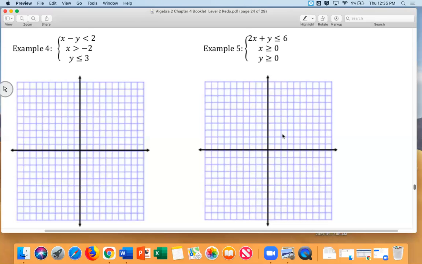All right, we're getting close to the end of the class here. So this one up here, my blue equation, it's x minus y is less than 2. Let me go ahead and subtract x from both sides. It's going to give me negative y is less than negative x plus 2. So now I'm going to divide by -1. That's y is greater than x minus 2. So -2, up 1, to the right 1.